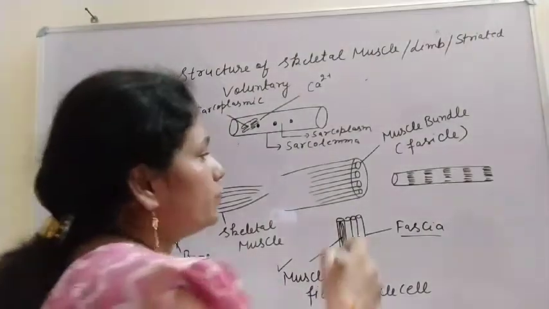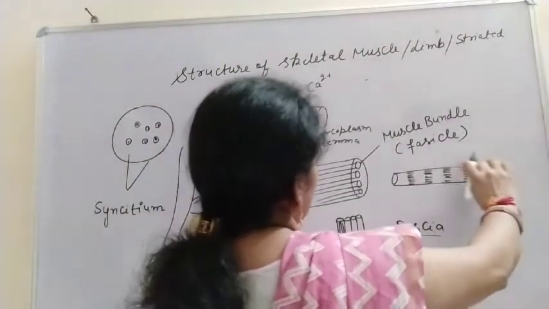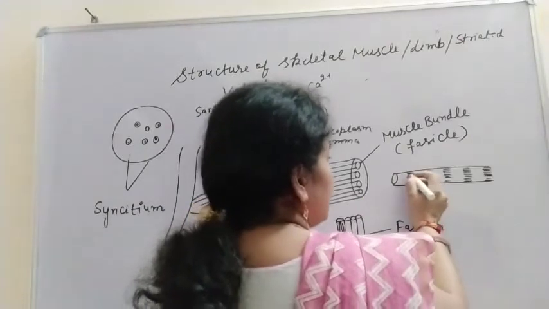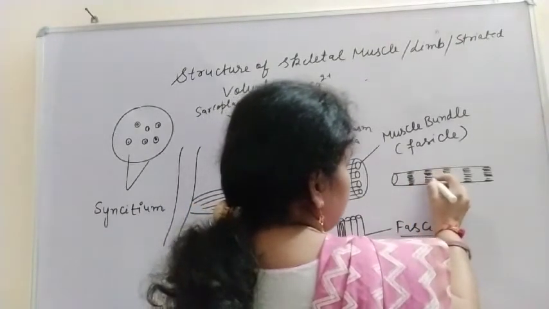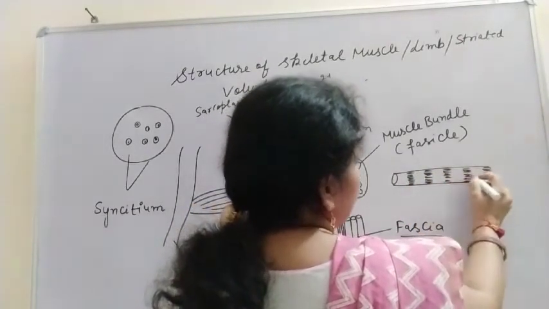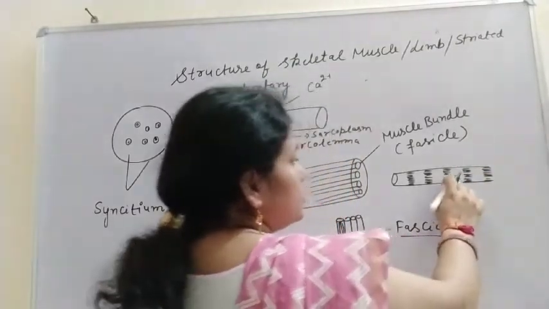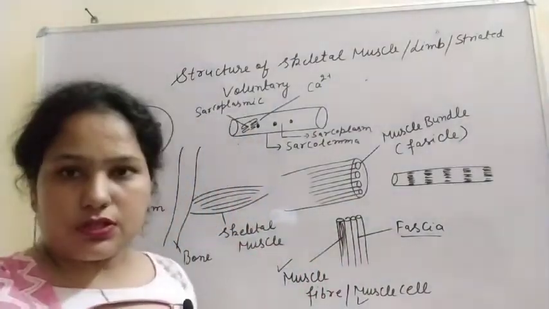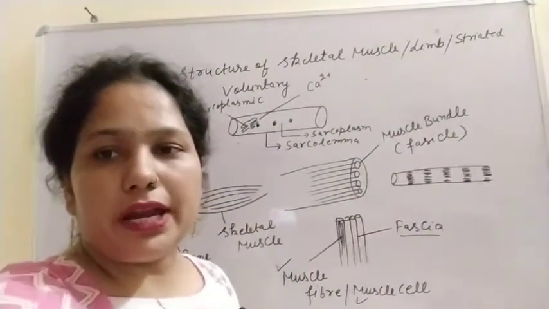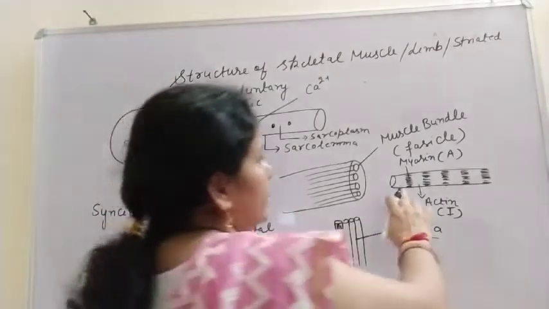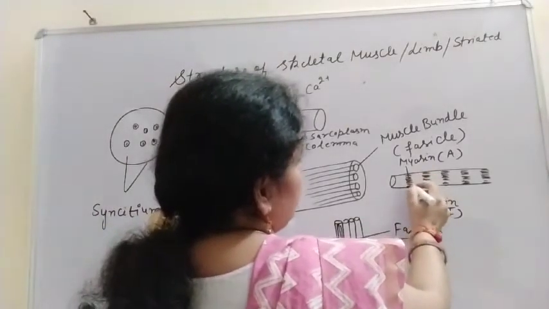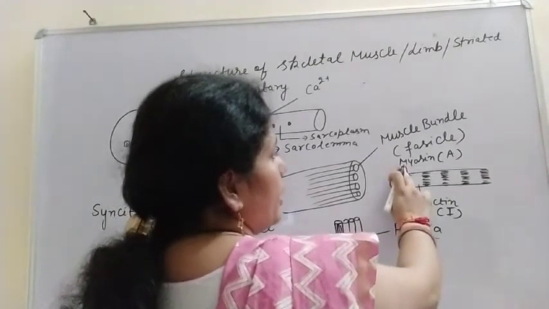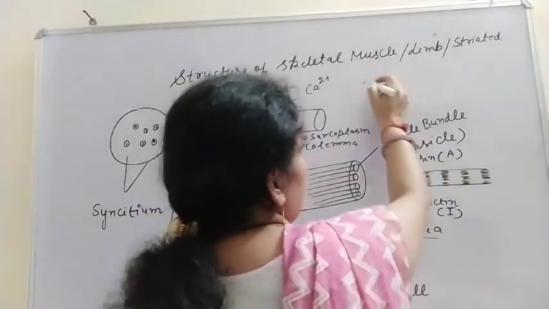So when you see the structure of the skeletal muscle, the muscle fiber, there is the dark band and the light bands, and due to these dark bands and light bands, these are known as the striated muscles. So the dark band represents the myosin protein, and is also known as the anisotropic band.